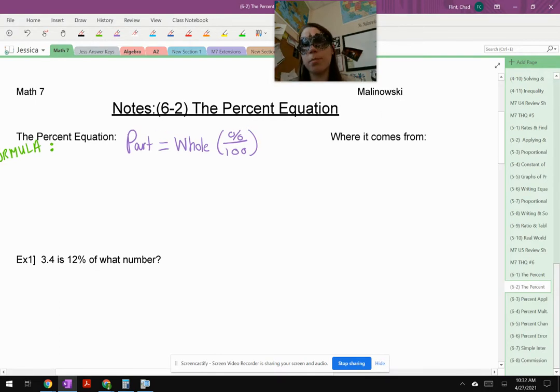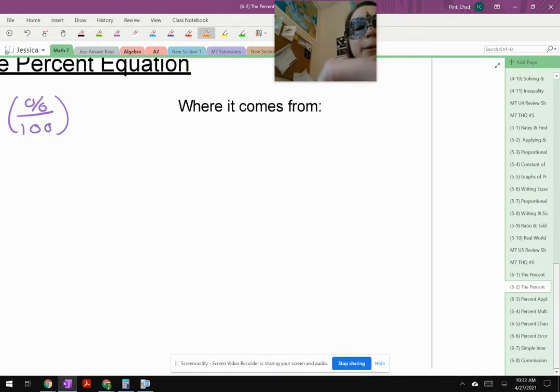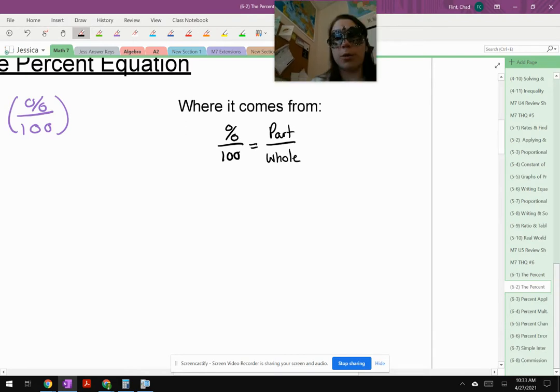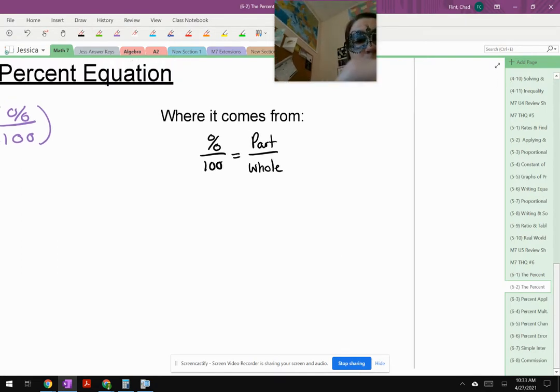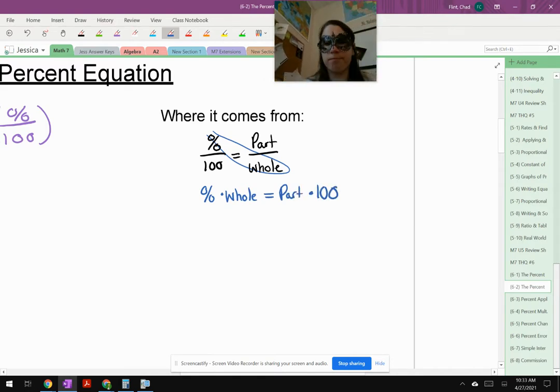That percent over 100 is equal to part over whole. So I'm just going to show you real quick where this comes from because it's kind of cool. If you start off with that percent proportion, percent over 100 is equal to part over whole, we solve these proportions like we did in our first lesson in our previous unit by doing that cross multiplication. So percent times whole is equal to part times 100.